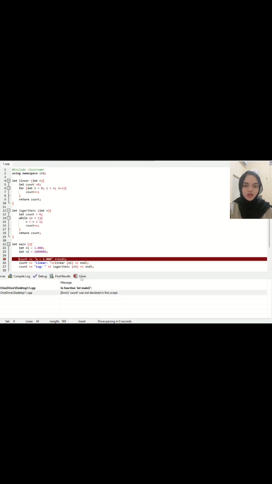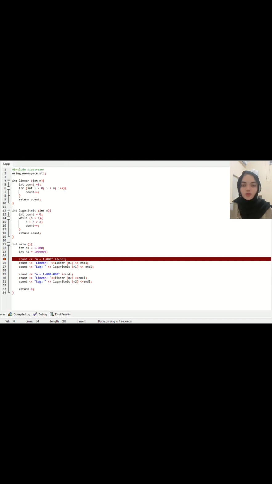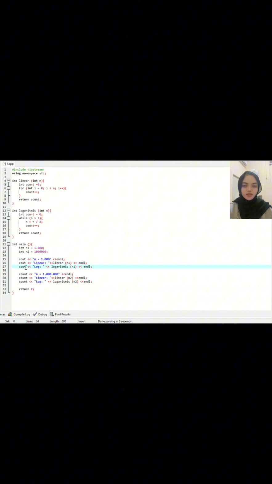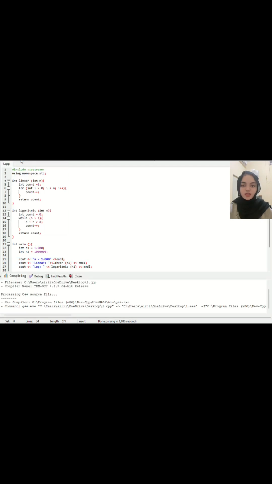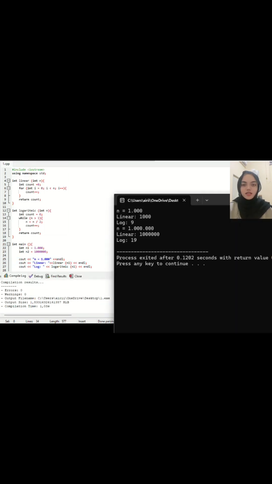Second scenario, 1 million. When I increase the input to 1 million data points, the difference becomes very stark. The linear algorithm must perform 1 million steps. Meanwhile, the logarithmic algorithm only requires 19 steps.